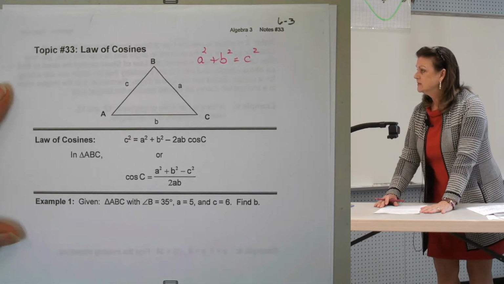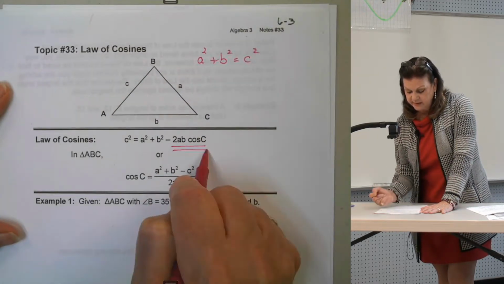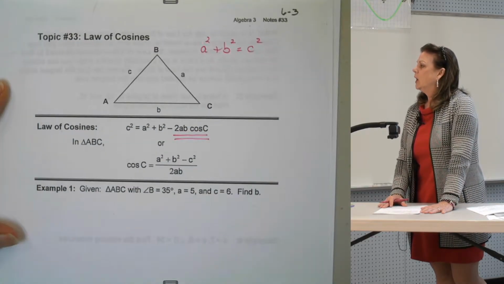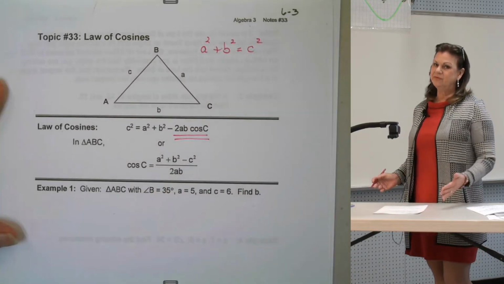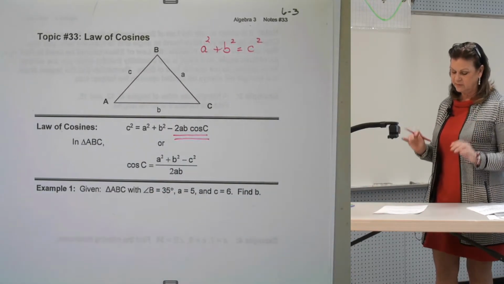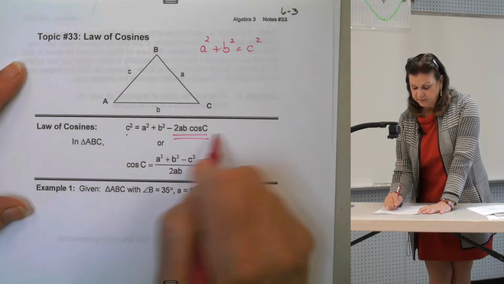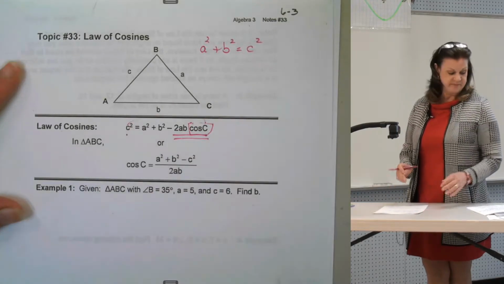So what ends up happening, and this is the complicated part, or the part that's different, you have the 2AB cosine C. So you're just going to have to kind of memorize it, but a couple things are easy. If you have the C here, you're doing cosine C, so your end pieces have to match.